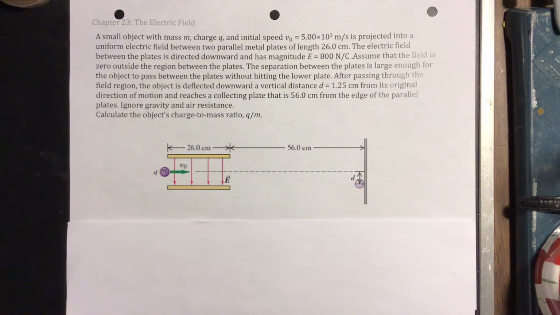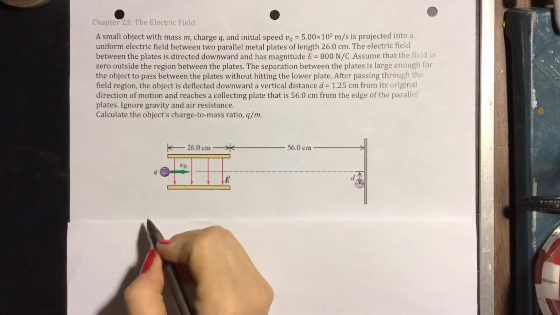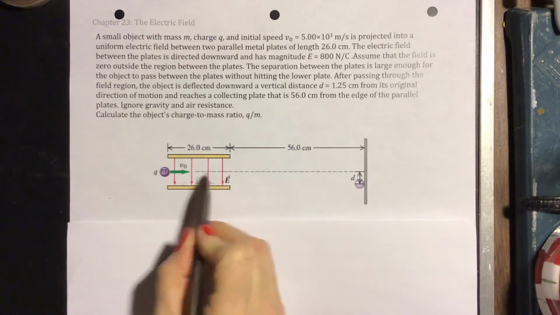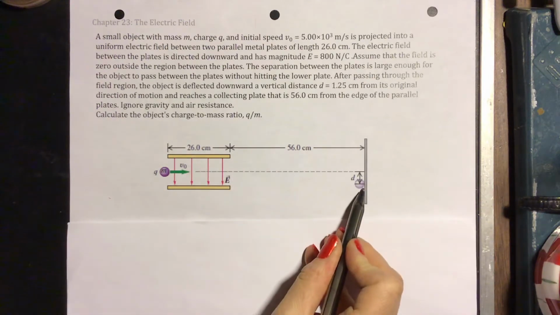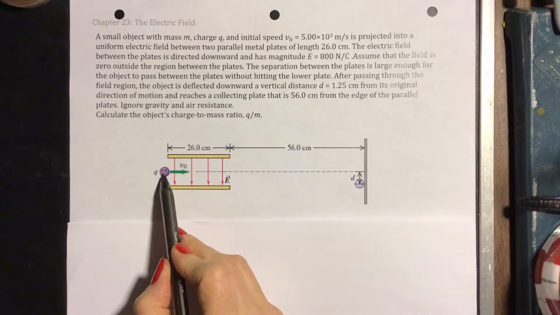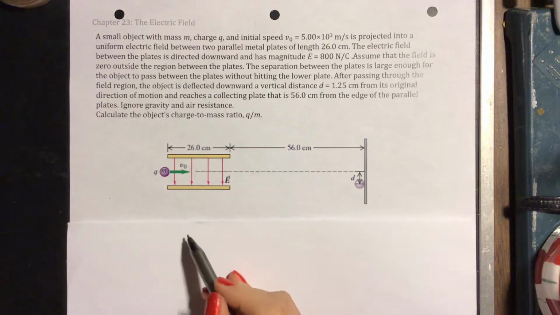Problem, we have a small object. It's got mass m and charge q and initial speed of 5 times 10 to the 3 meters per second. It's projected into an electric field where it deflects downwards and hits a wall down right here. We're going to try and find the charge to mass ratio. What is q divided by m?